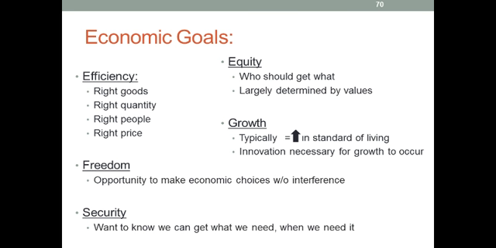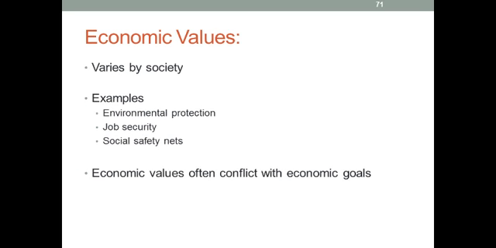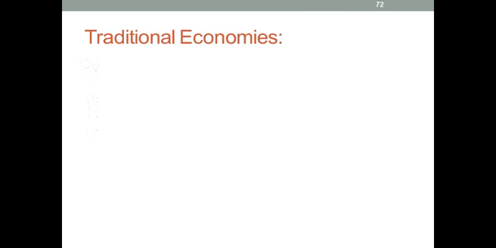And then there's growth, typically an increase in the standard of living, and innovation is necessary for growth to occur. Again, equity and growth tend to come into conflict. Also, equity and efficiency. So just to really highlight these ideas, these are very, very important. You should write all these down and memorize these 5 key economic goals. They're very, very important. So economic values, it varies by society. Some examples are environmental protection, job security, social safety nets. But economic values, like I said, often conflict with economic goals.